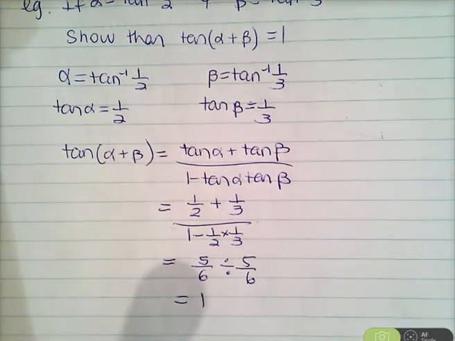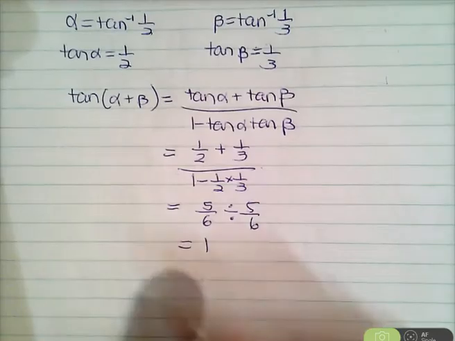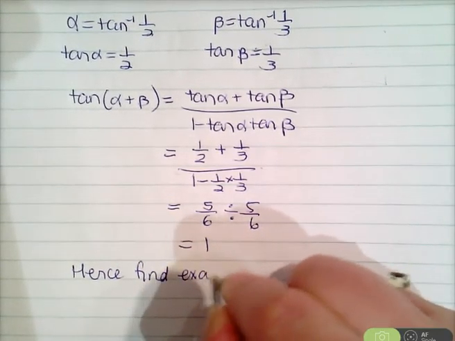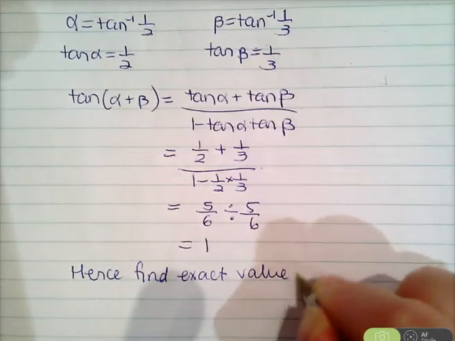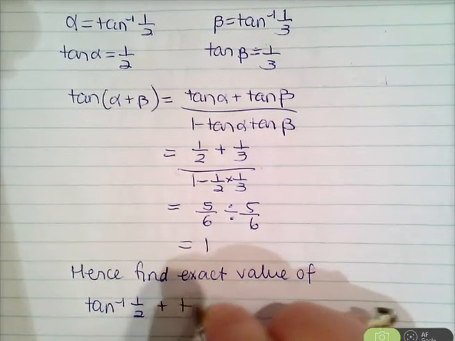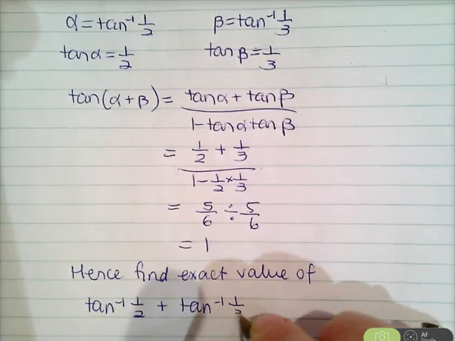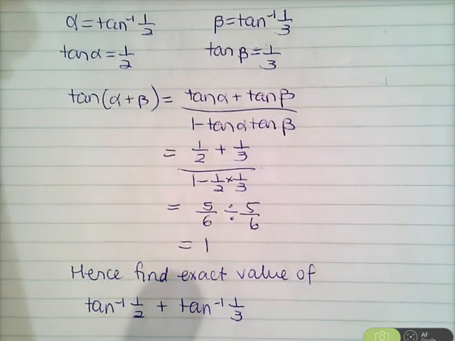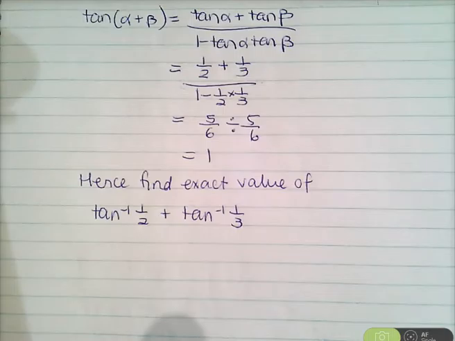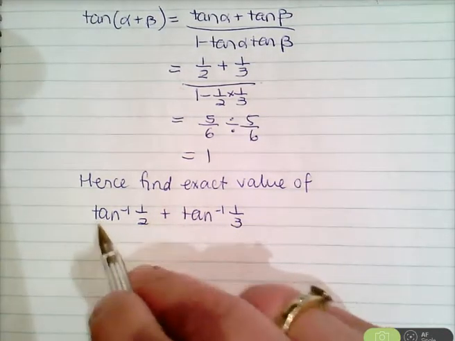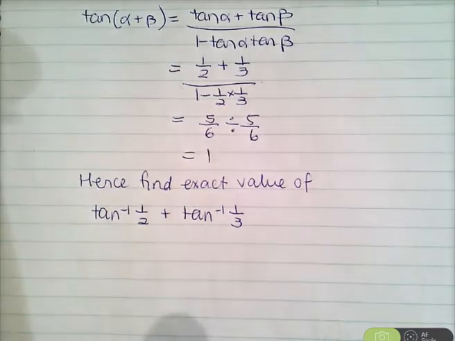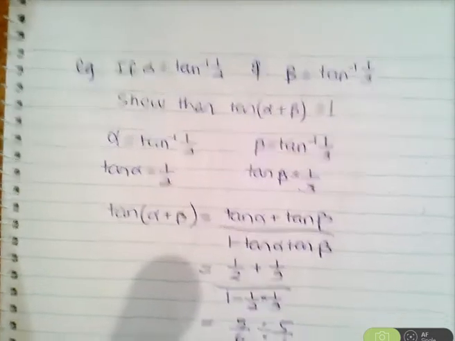Okay, now the next part of the question says, hence find the exact value of tan to the minus 1 of a half plus tan to the minus 1 of a third. Let's go back and look at our definitions.